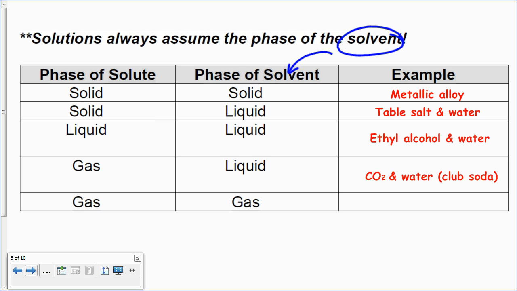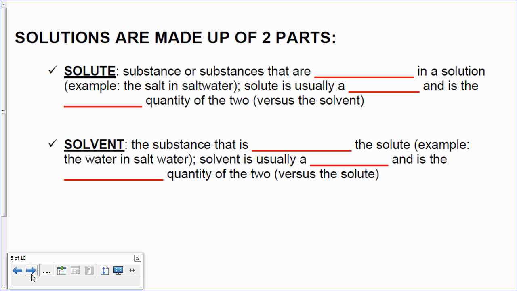Now, the other situation, the last one, is gas dissolved in another gas. You're breathing it right now. Air in the atmosphere is a solution. Oxygen, nitrogen, carbon dioxide, methane, all the other gases in our atmosphere all mixed together to make a solution we call air. So air is the solution that we breathe, and our body takes the oxygen out of it. So again, we always take the phase of the solvent when we're talking about solutions.